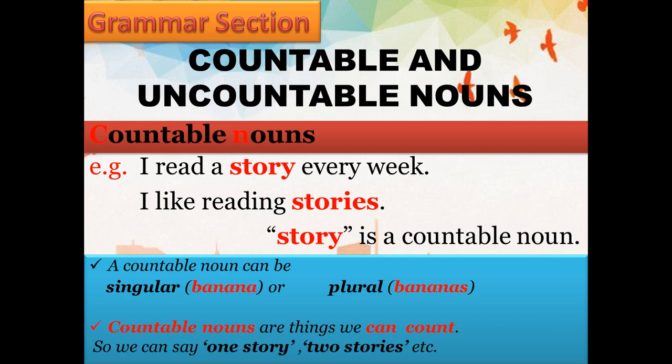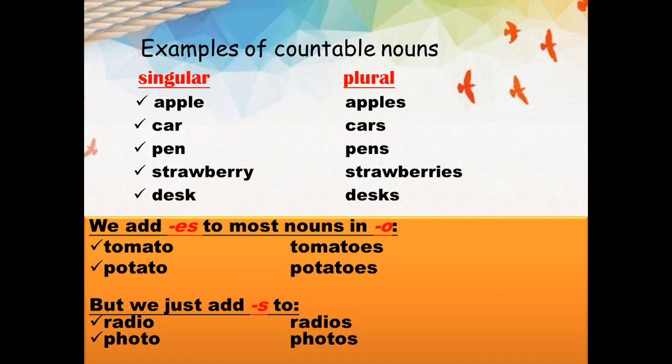And the countable nouns, okay, are things that we can count. So we can say one story, two stories, okay, like banana, two bananas, and so on. My advice to you is, if you want to know if a word is countable or not countable, use a number before it, okay? So easily we can say two stories, so it is countable.